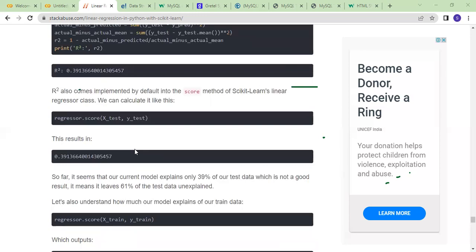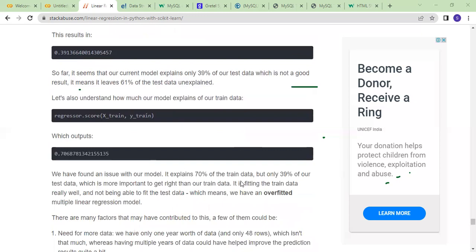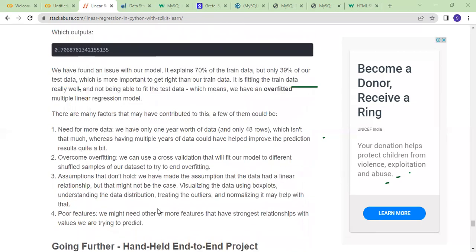We compare the score with the predicted value and the actual value, and we see that the result is basically 39% of our test data, which is not a good result. It means that 61% of the test data is unexplained. I think it is better fitted at 70%, so that would be a better fitted multiple linear regression.